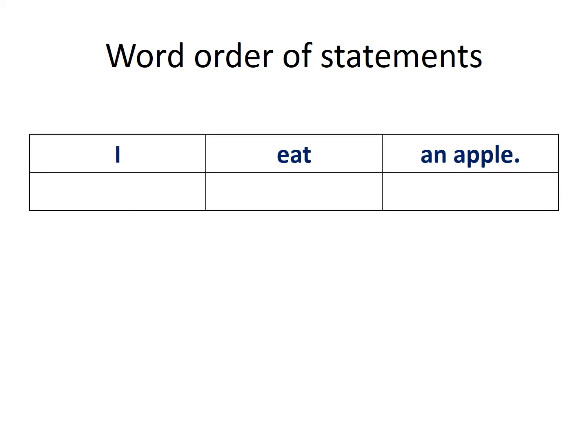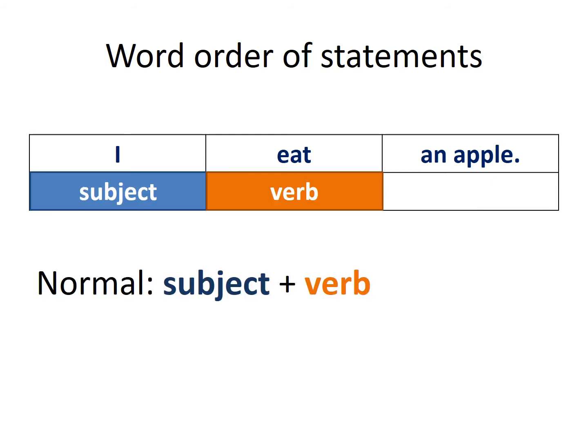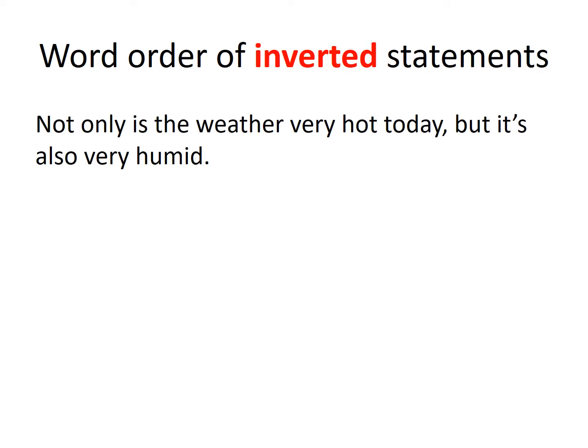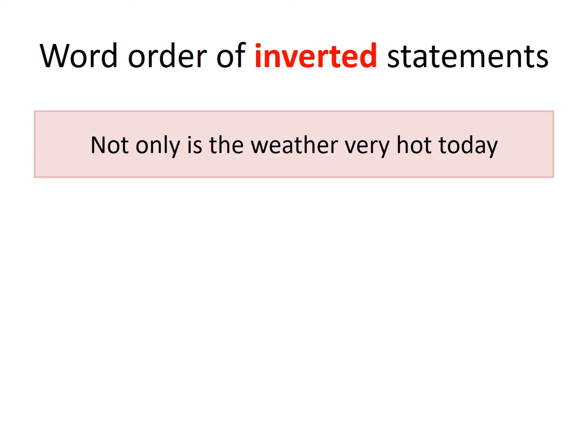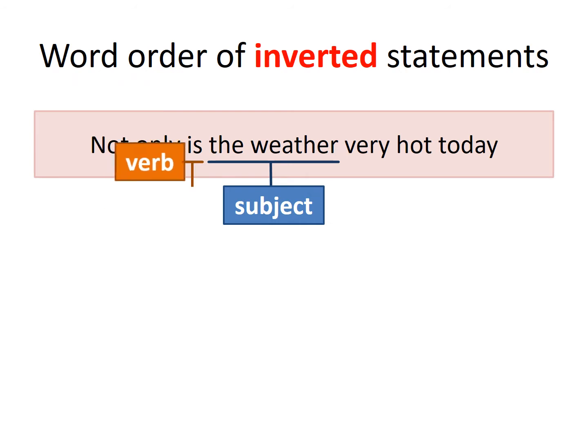A normal statement, for example, I eat an apple, adopts the basic subject plus verb sentence structure. However, when it is an inverted statement, the word order will change. Let's look at the example. Not only is the weather very hot today, but it's also very humid. In the not only clause, we can see that it does not start with the subject, the weather, but the verb, is.